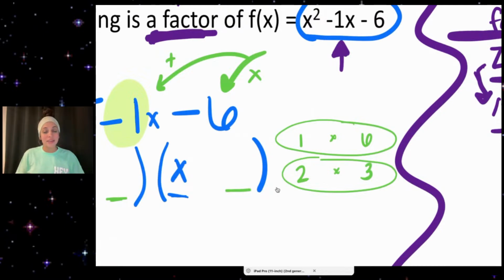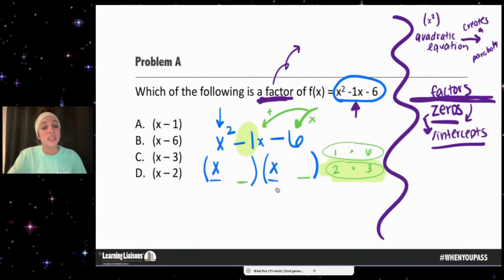It's not 1 and 6. 6 plus 1 is 7. 6 minus 1 is 5. They're not close enough. So 2 and 3 is going to be my winner. Does it matter where I put it? No, because multiplication is commutative.